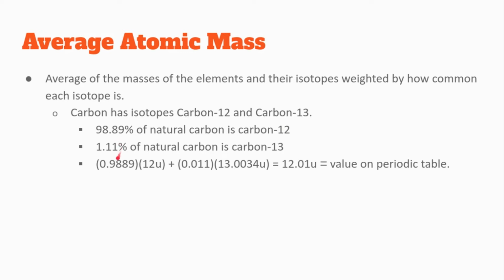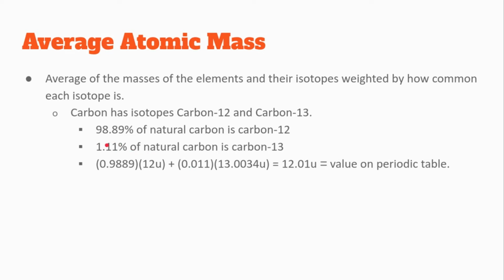So in order to find the average atomic mass of carbon, we take these percentages and turn them into decimals. So we took 98.89 and turned it into 0.9889, just dividing it by 100 to get rid of the percent, right? We multiply that by the mass of carbon-12, which is 12.